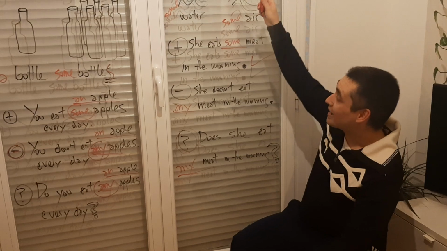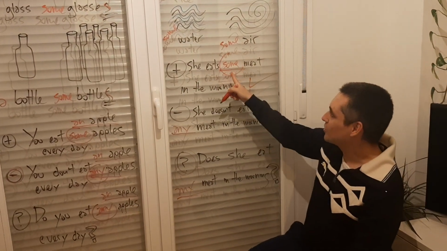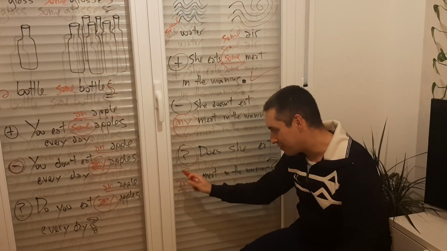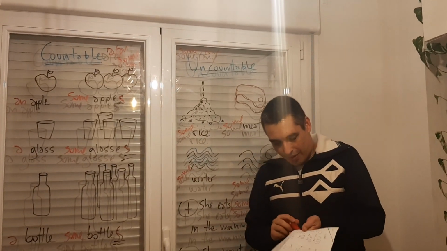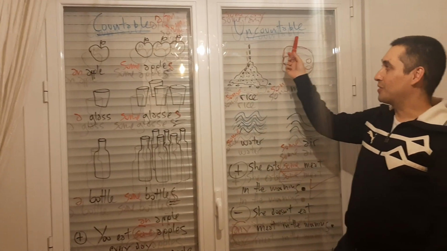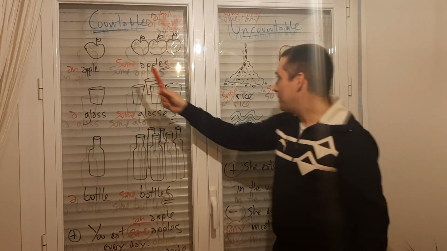So, for uncountable nouns, positive, some; negative, any; interrogative, any. And this is all you need to know. These are the basic differences between countable and uncountable nouns. A, an, some, or any.